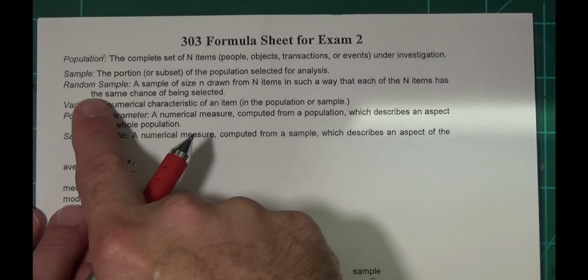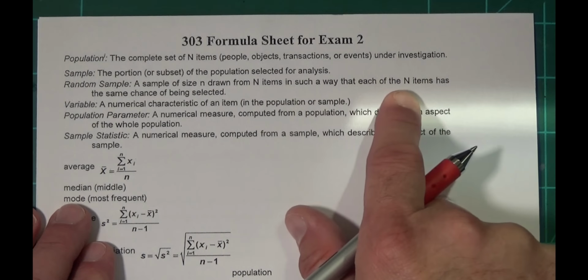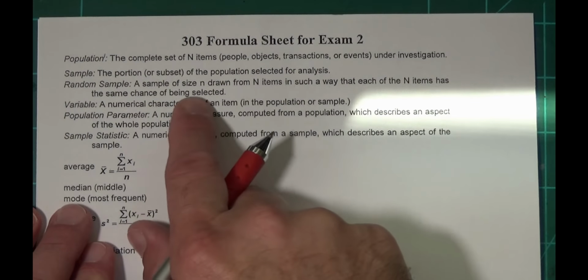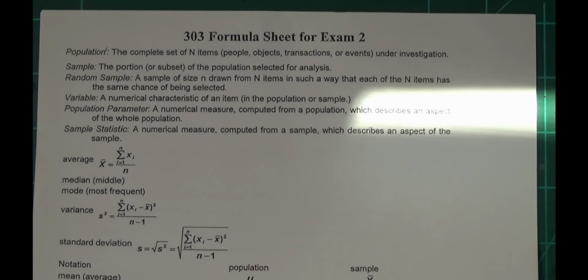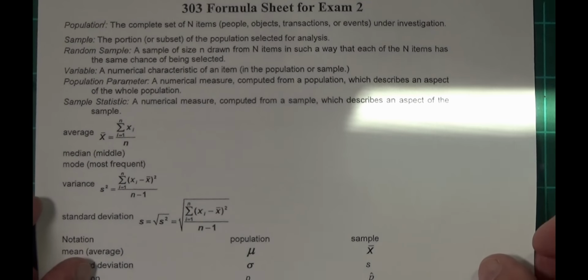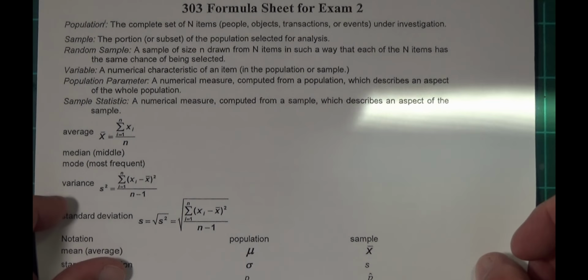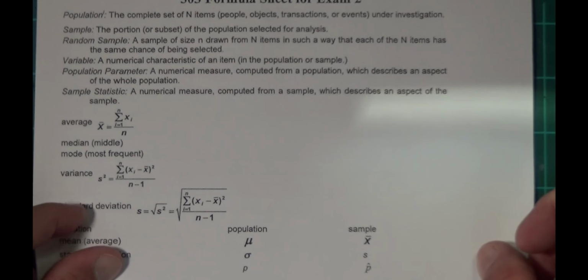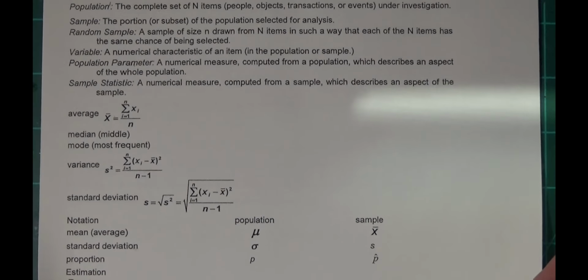Okay? Random sample, a sample of size n drawn from n items in such a way that each of the n items has the same chance of being selected. In other words, she's saying each sample has an equal chance of being selected. That's all that says. A variable, it's a characteristic of the item like height, weight, gender. Population parameter, that's a number from the population. A sample statistic's a number from a sample.